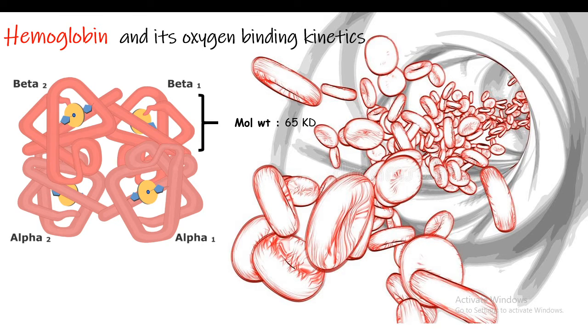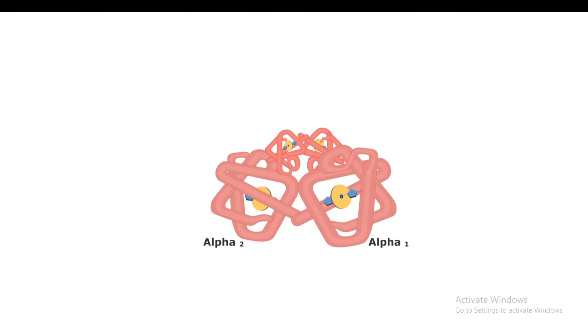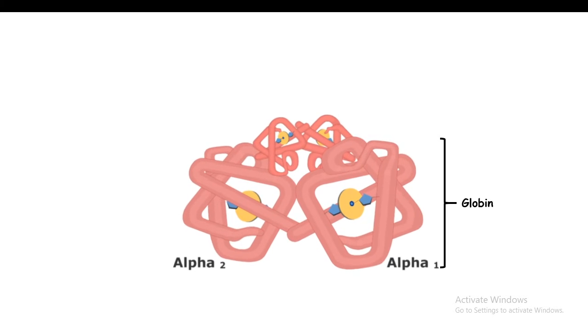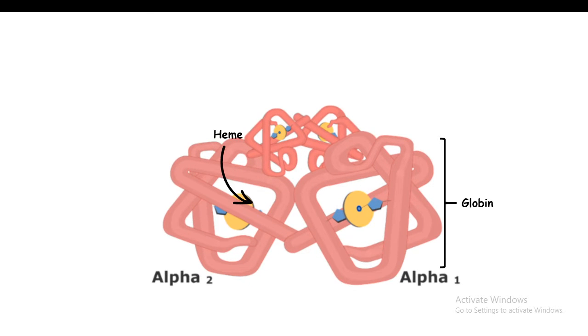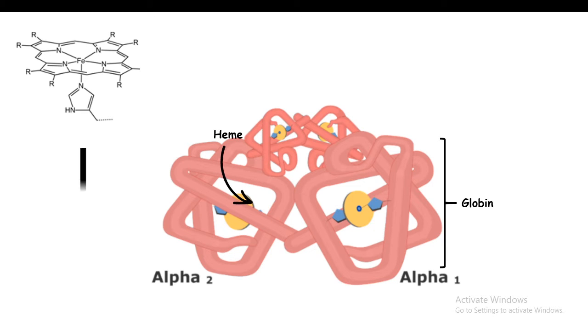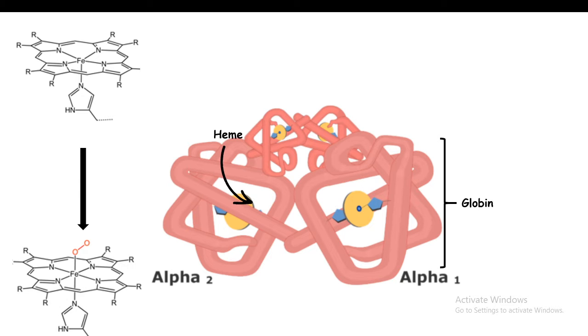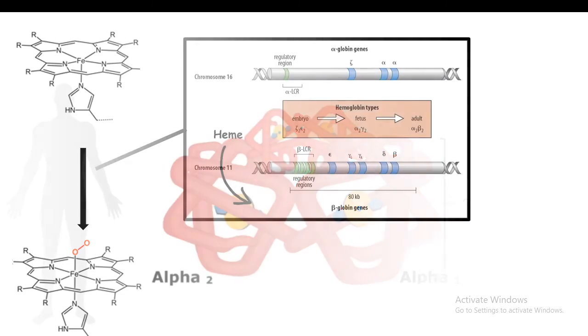And each of these subunits weighs around 65 kilodalton in molecular weight. Now, here is hemoglobin. So there is the globin part, and there is a heme part. Now, the heme part is the particular moiety which binds to the oxygen. So when we talk about hemoglobin binding with oxygen, we have to understand how oxygen is binding to the ferrous iron in the heme moiety.